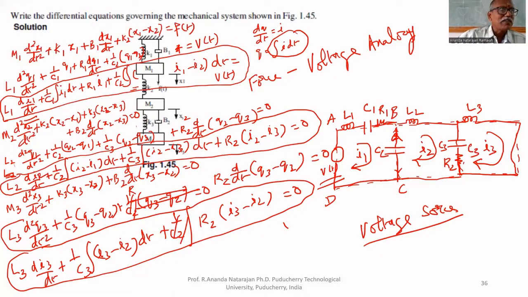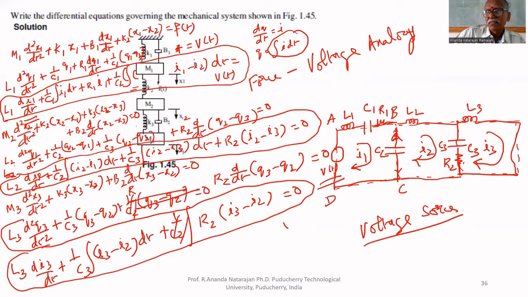Similarly, current source means the current remains constant. Suppose I connect one resistor, the same amount of current flows through that resistor. If I connect 2 resistors in series, then also the same amount of current will flow through this. Then it is called a current source. It will give the same amount of current irrespective of the number of loads.